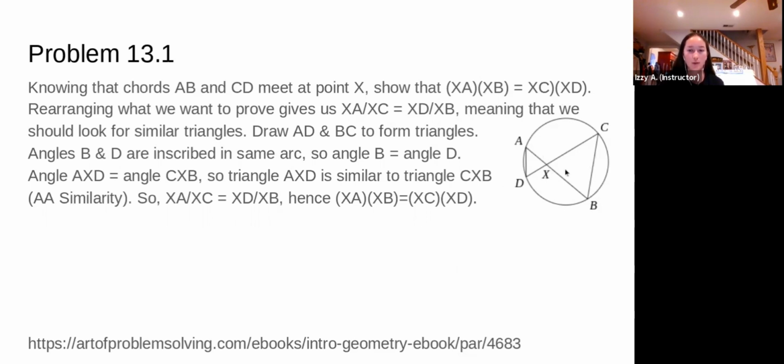Angles B and D are inscribed in the same arc, so angle B is going to be equal to angle D. And angle AXD is going to be equal to angle CXB. So triangle AXD is similar to triangle CXB by angle-angle similarity. So XA divided by XC is going to be equal to XD divided by XB. Hence, XA times XB is equal to XC times XD.